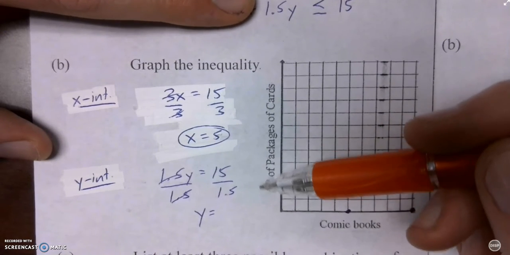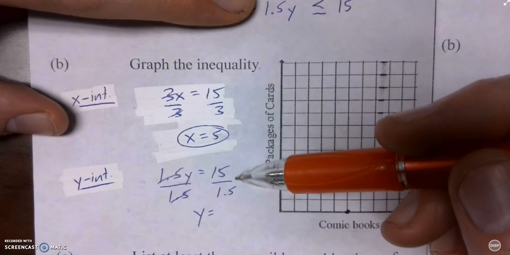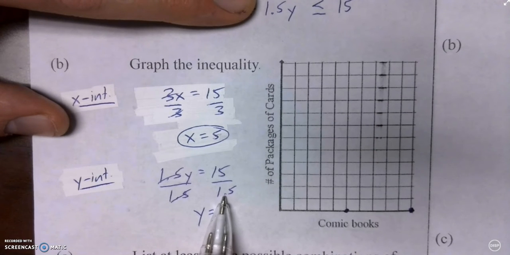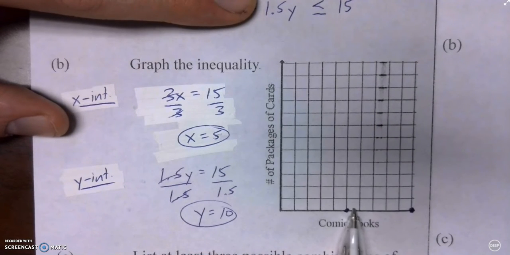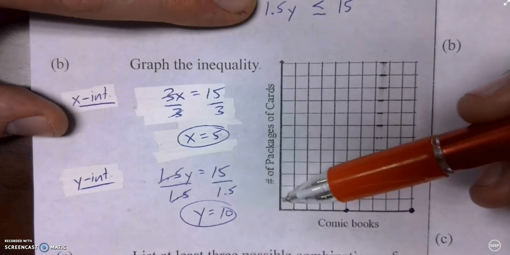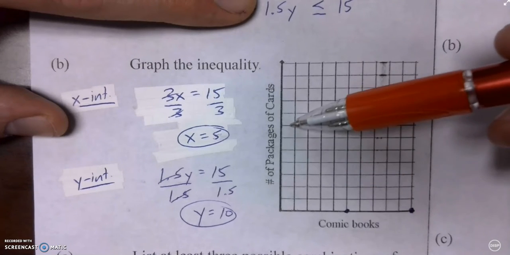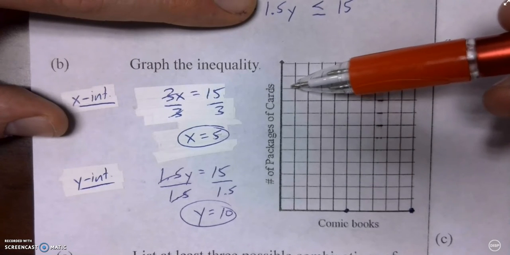1.5 and 15 are the same two digits in the same order, just with the decimal point in a different location. I think that's 10. So y is 10 is the y-intercept. 3, 4, 5, 6, 7, 8, 9, 10. Right there.